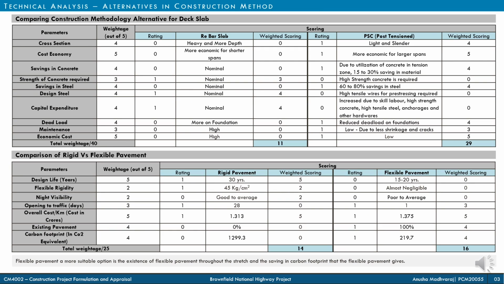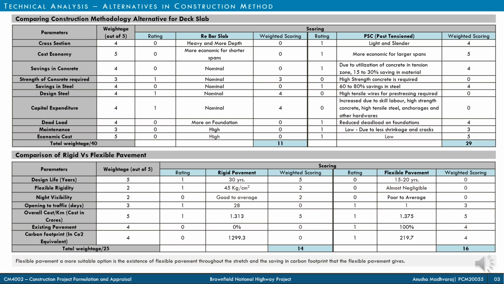Next, the comparison for construction methodology is done, considering cast in situ rebar and PSC slabs, which is done based on 9 parameters. The PSC slabs have a high initial cost but low maintenance cost, have a lighter and slender section, and savings in steel and concrete make it a more economical option, and thus it has a higher weighted score.